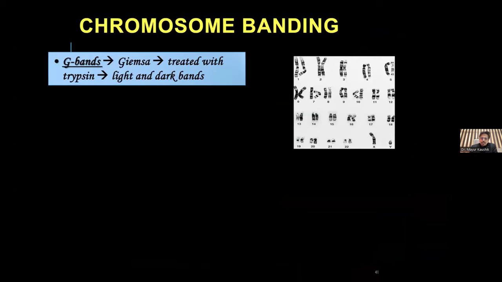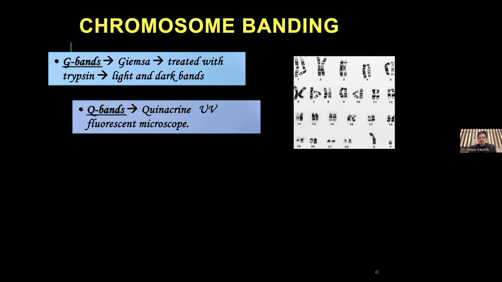So G-bands is basically short for Giemsa bands. Giemsa bands means a particular stain, Giemsa, is used for staining the chromosome, and then it is treated with trypsin enzyme. We end up getting these light and dark bands in the chromosome. We are just supposed to remember this, because we should know that this is how chromosomes are identified or studied.